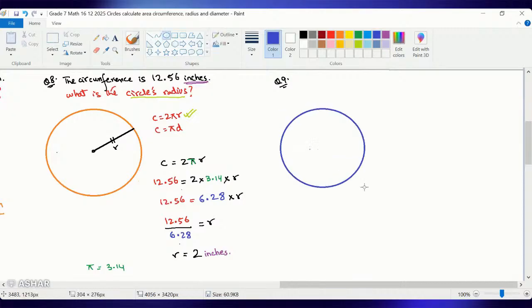Okay, a circle is given to us. There's a line in the circle that is drawn already. I'll explain it in words also. This is given as 3 kilometers, and the question says, what is the circumference?